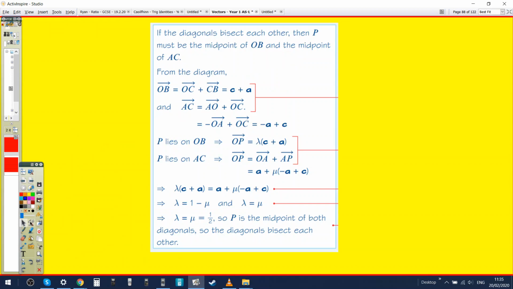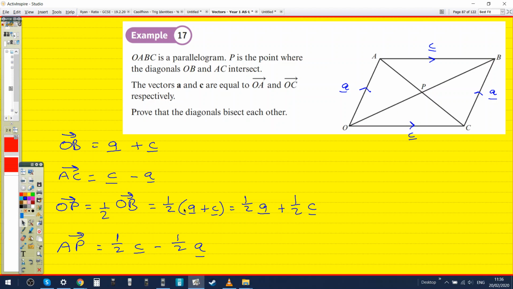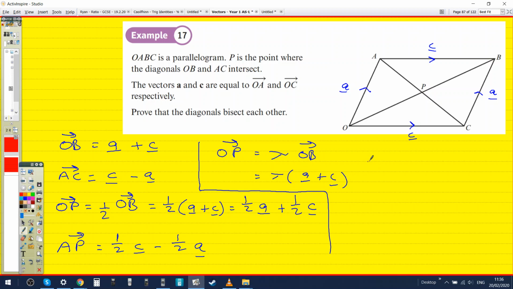And do you just compare coefficients? Let's see, from the diagram, minus A plus C. P lies... Oh, hang on. If the diagonals bisect each other, it must be the midpoint. So that's kind of what we're trying to prove. Let's see. P lies on OB. So instead of saying a half, they just didn't assume a half. They just said O to P is equal to lambda O to B, which is lambda times A plus C. And then they did the same thing with the other, but they used mu.